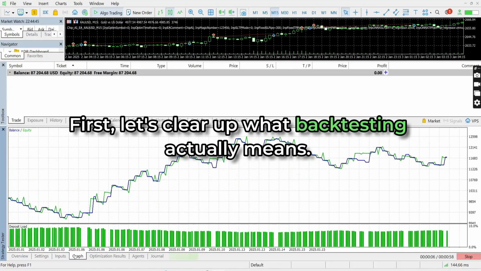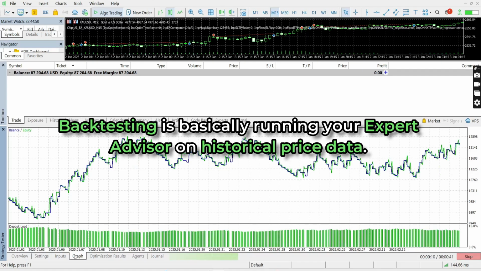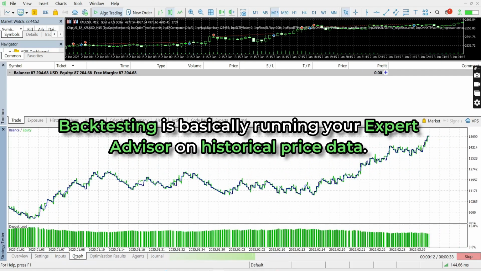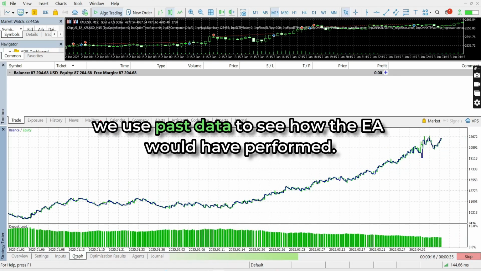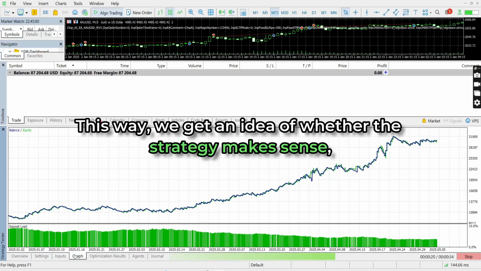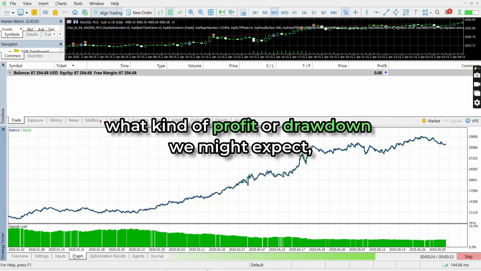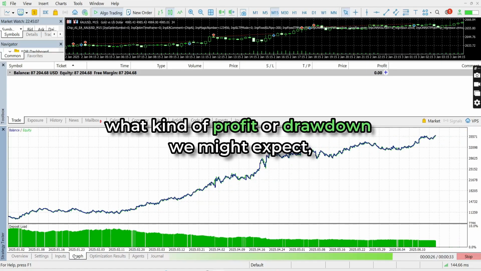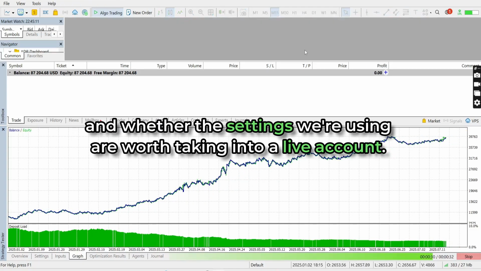First, let's clear up what backtesting actually means. Backtesting is basically running your expert advisor on historical price data. Instead of trading in real time, we use past data to see how the EA would have performed. This way, we get an idea of whether the strategy makes sense, what kind of profit or drawdown we might expect, and whether the settings we're using are worth taking into a live account.